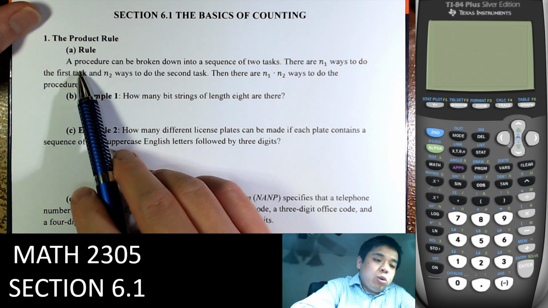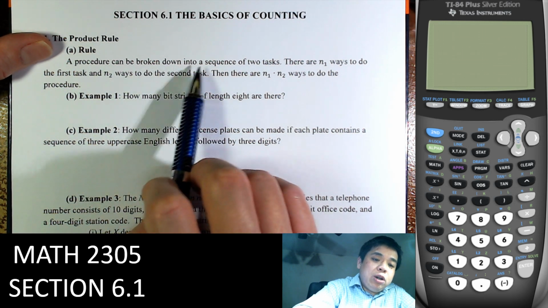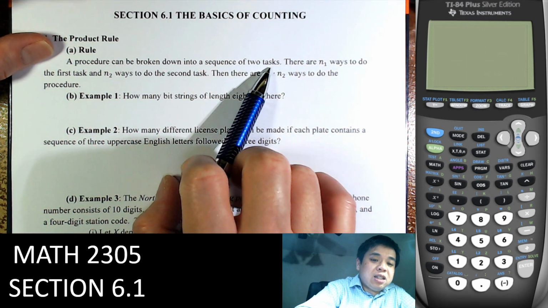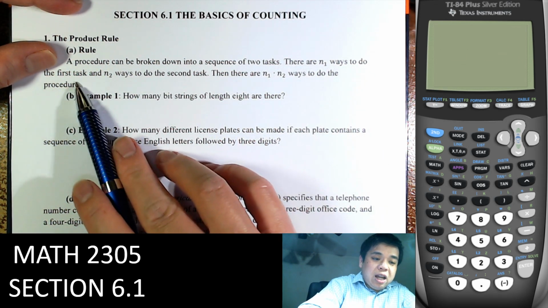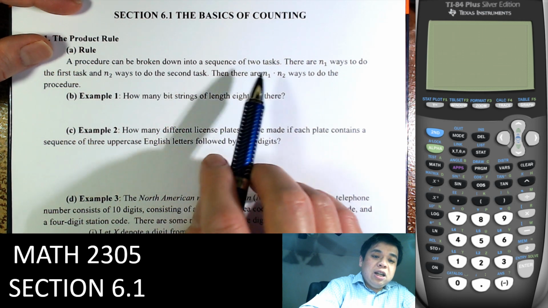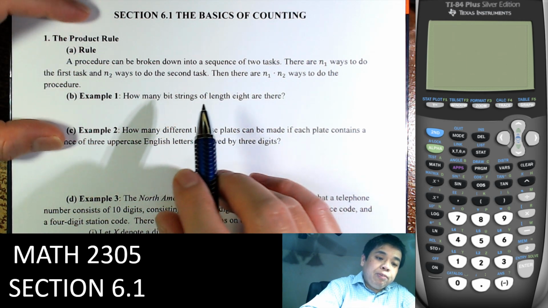The product rule says that if a procedure can be broken down into a sequence of two tasks, and there are n1 ways to do the first task and n2 ways to do the second task, then there are n1 times n2 ways to do the procedure.